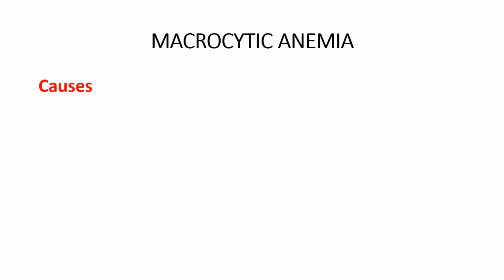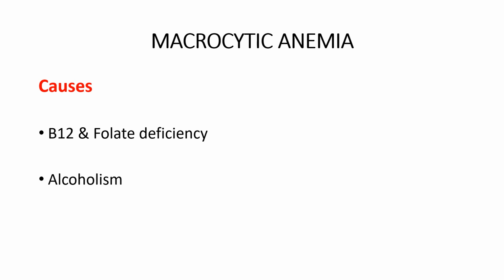So what are the causes of macrocytic anemia? Once again, if you get macrocytic anemia, this question is coming to you, and the most common cause of macrocytic anemia is B12 and folate deficiency. Apart from these, you also have to remember that alcoholism also causes a macrocytic anemia, and then even conditions such as hypothyroidism will also cause a macrocytic anemia.